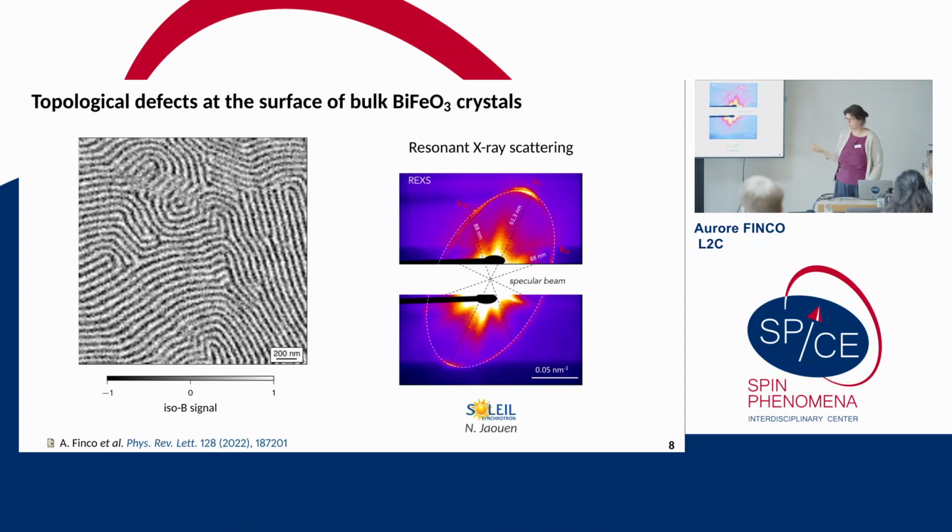So what this tells us is that there is a surface effect on the bulk crystals that is kind of destroying the anisotropy that we expected, and that in this case, the propagation vector of the cycloid is free to rotate inside this 1,1,1 plane.